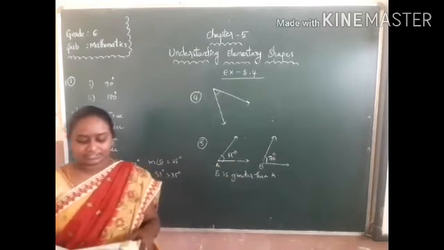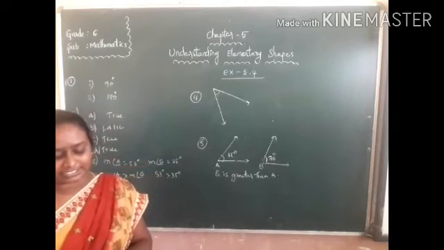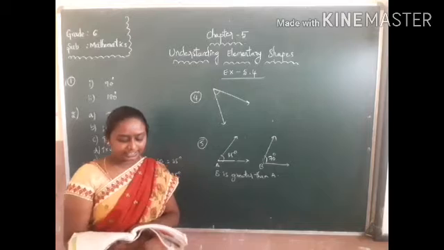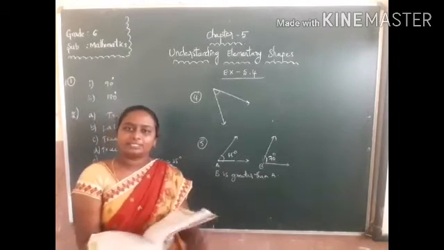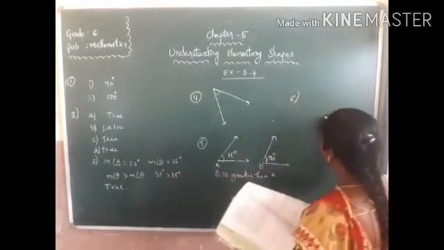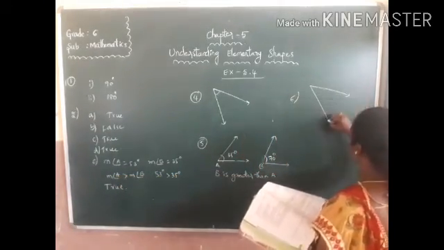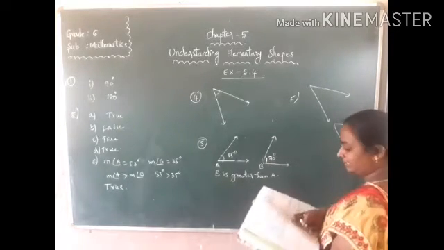Sixth one. From these two angles, which has the larger measure? Estimate and then confirm by measuring them. So same in this question also. Two angles are given, so we have to first estimate. Estimate these two angles.